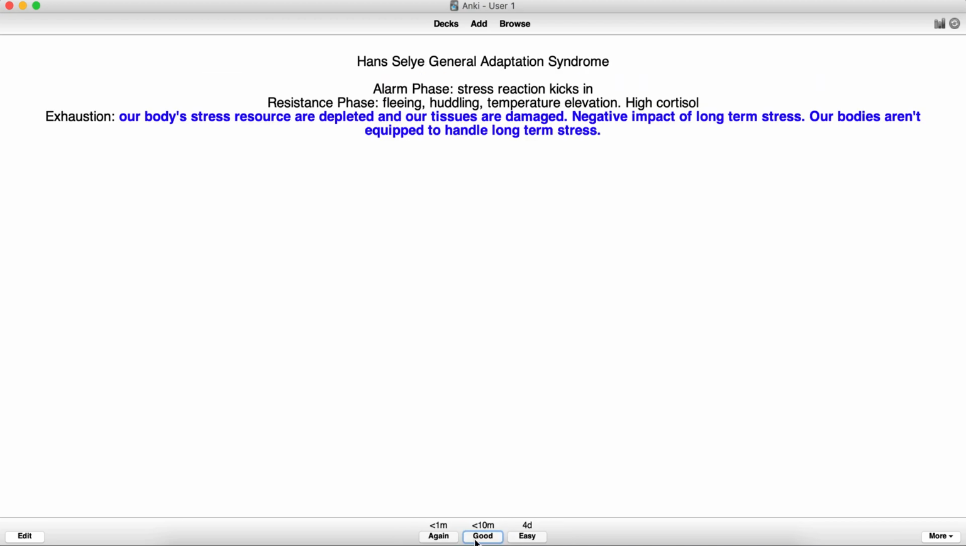Exhaustion, no idea. Our body stress responses are depleted and there is tissue damage, negative impacts of long-term stress. Our bodies aren't equipped to handle long-term stress. Okay, exhaustion. Our body stress resources are depleted and our tissues are damaged. This is due to long-term stress, which our body's not equipped to handle. Basically, long-term stress is bad for our body because we're not designed to handle it. So resources depleted and tissues damaged.